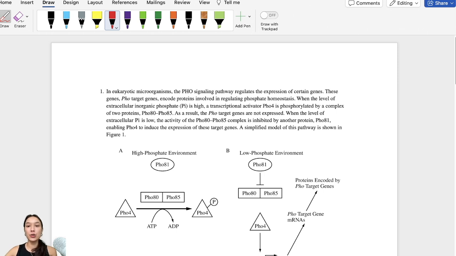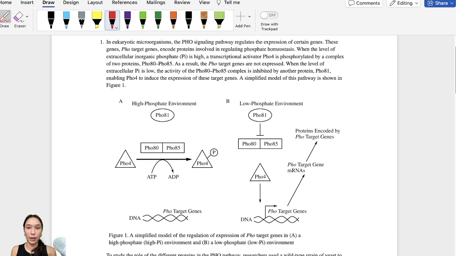Okay, so this is just explaining to you the pathways, and that's in writing. I prefer looking at the visual diagram. So this didn't tell us anything that the diagram is not telling us. So I'm going to go through and kind of break down this diagram. It's showing you A versus B, and these are 2 different types of conditions. A is showing you a high phosphate environment, so when you have lots of phosphate available. B is showing you a low phosphate environment, when there's lower phosphate available.